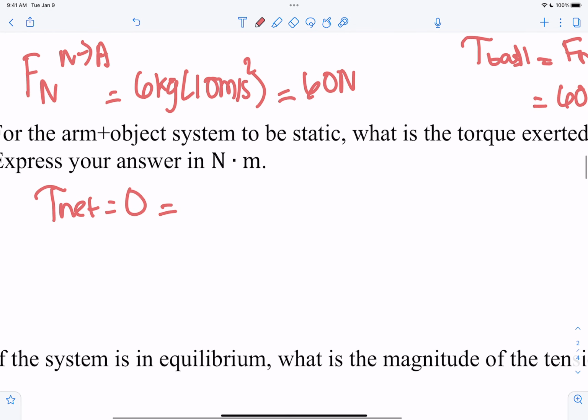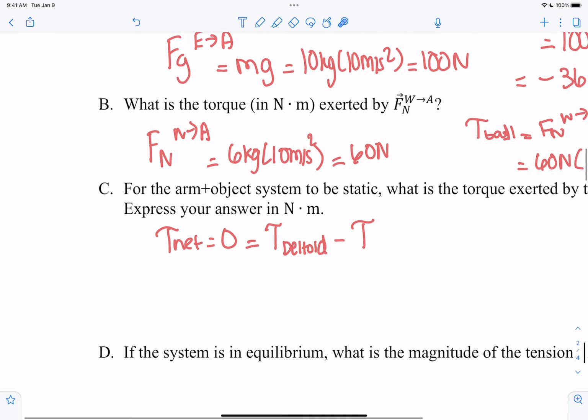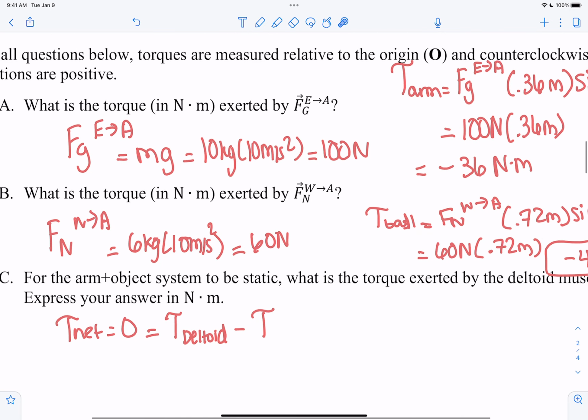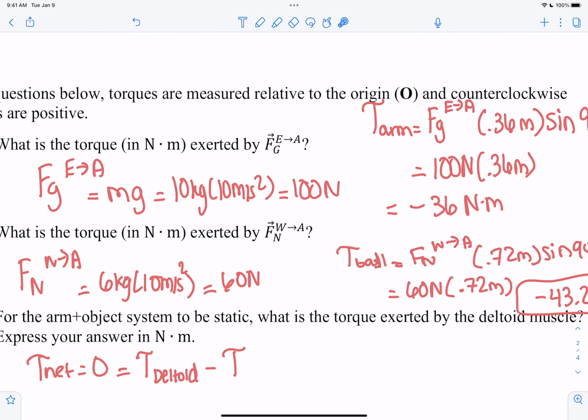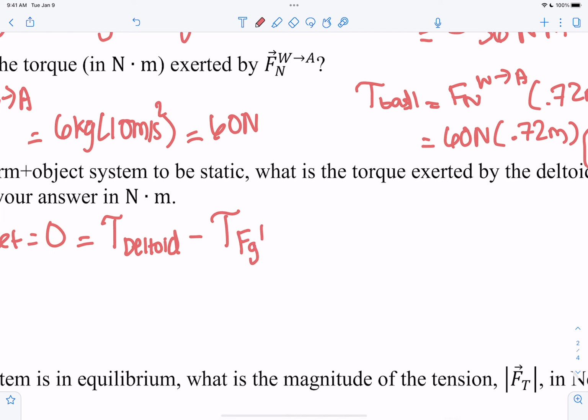So we can say torque of the deltoid, right, minus, let's say, torque of the arm. And maybe just to play it safe, instead of torque of the arm, just in case they go crazy about the notation, you can literally just put torque of the force in question. So like torque of force of gravity earth on arm. It's a lot, but I would maybe prefer this notation because then you're not playing it dangerous with regards to the notation of the forces. And then you have torque of normal force of the weight on the arm, right?